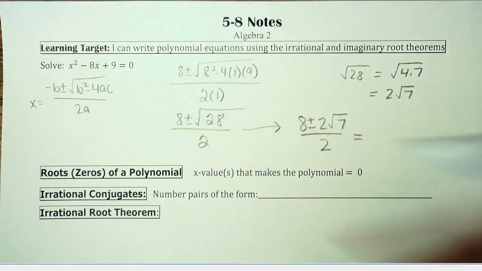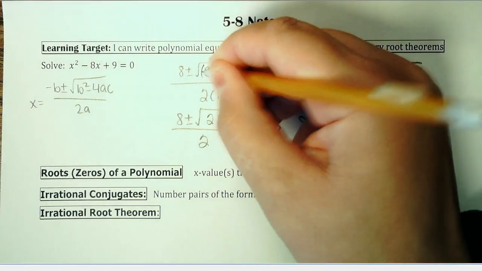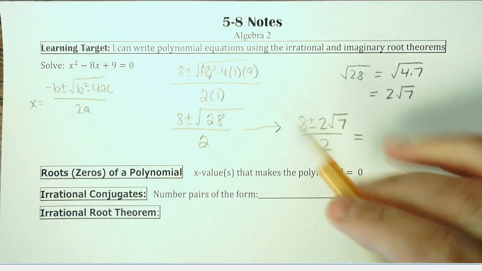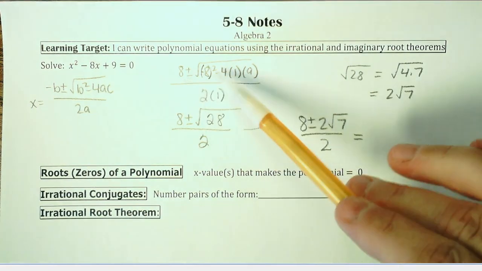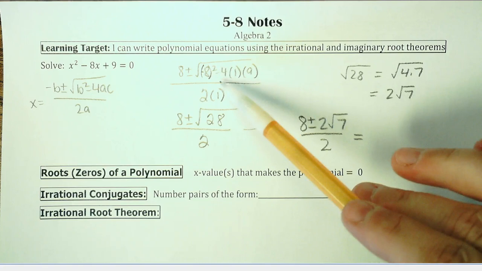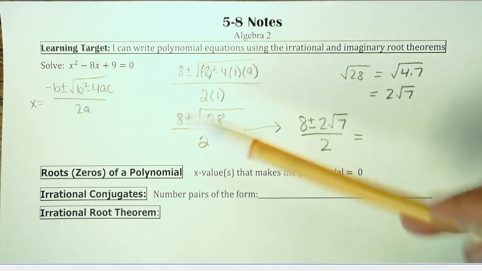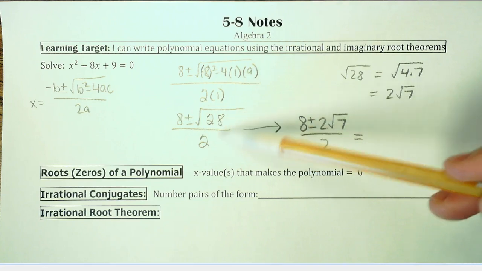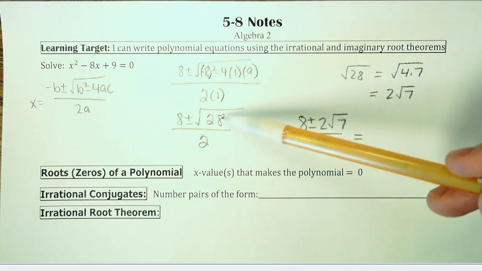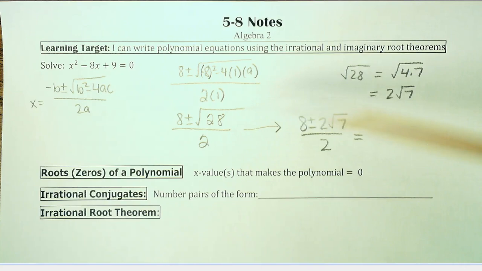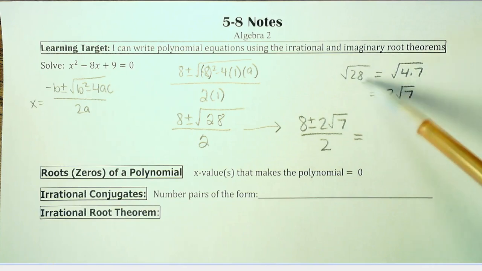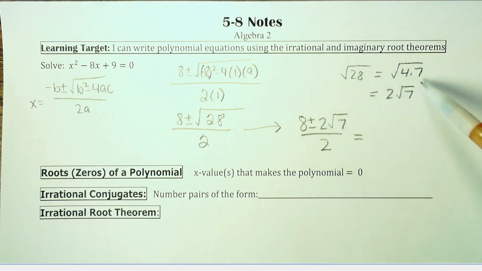Forgive me, this is just the quadratic formula. So the opposite of b would be 8 plus or minus the square root of -8 squared minus 4 times 1 times 9, all over 2 times 1. And under the square root, that is going to simplify to be 28. And what I did over here was just write that square root of 28 in simplest radical form.